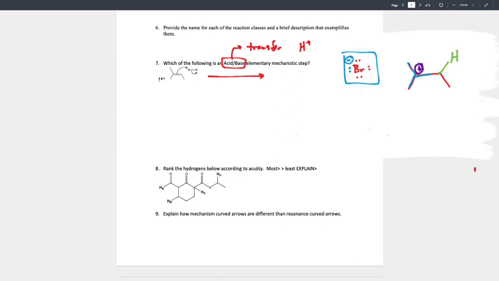Because the definition says breaking of a pi bond and formation of 2 sigma bonds, but we only formed 1 sigma bond. Officially this isn't an acid-base reaction. So you're looking at an addition reaction. This would be an addition mechanistic step, which splits into 2 different types of mechanisms. That is getting way deep into the mechanistic labeling.